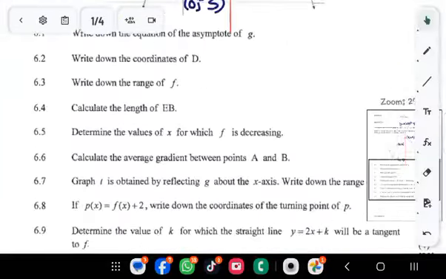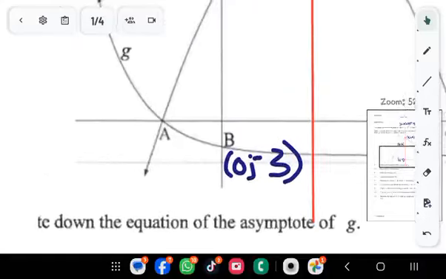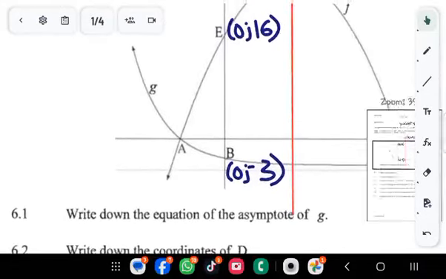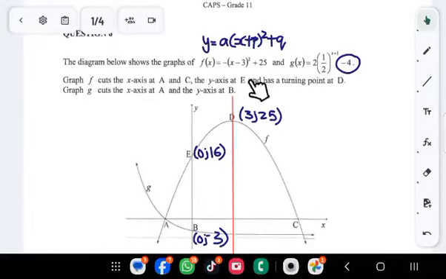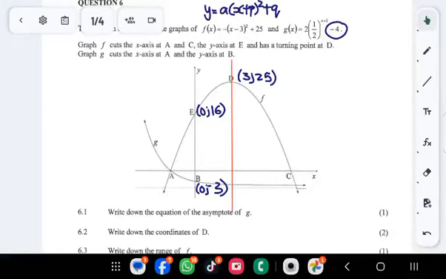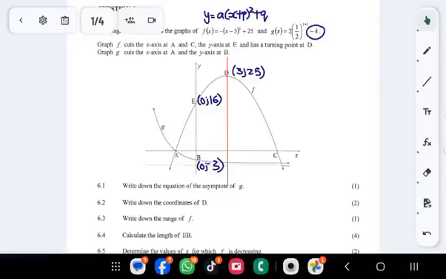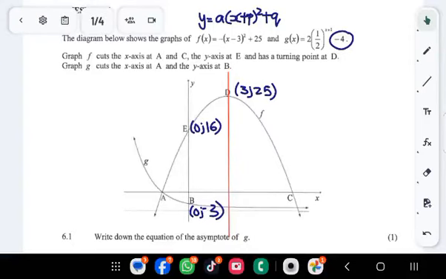6.6. Calculate the average gradient between A and B. That should be easy. So we've got the point A. What is the point A? That is the x-intercept of both the equations. You can use whichever to figure out the x-intercepts. To do that, you just make y zero. I prefer f because it's easier to work with. F is going to have 2, and if you prefer g, you can use g because it will have only 1.